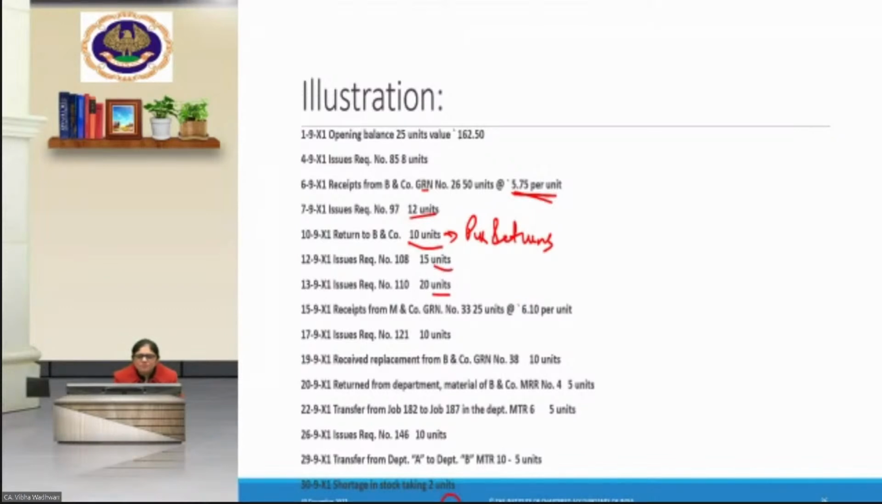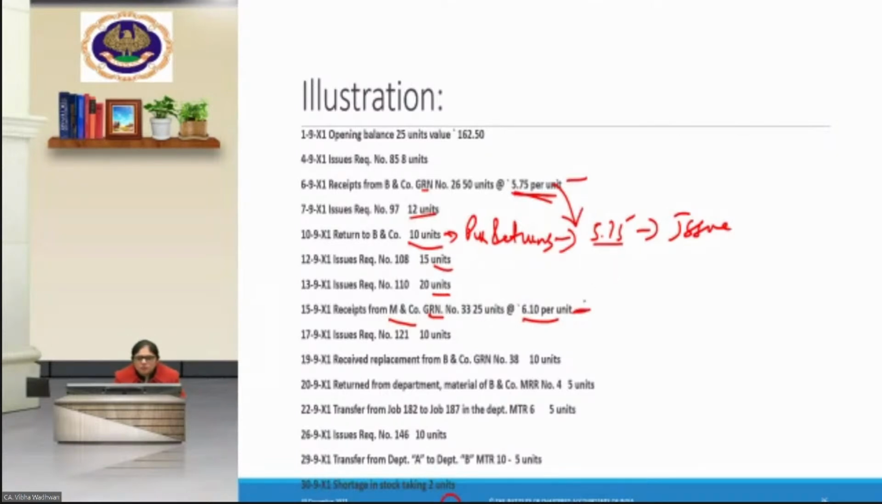Then we have issues. Then again, we have receipts from NN company, goods received note at this price. So this is a new purchase. So one purchase, two purchase, and one purchase return. Purchase return will be at 5.75 only, and it will come in the issue column. So this is the receipt and I'm returning it back to BN company. So it's purchase return. 10 units will come in the issue column at 5.75 only, at the price which I have received, at the invoice price only. We should not record it at the issue price depending upon the method we follow; we basically charge it at the invoice price only.